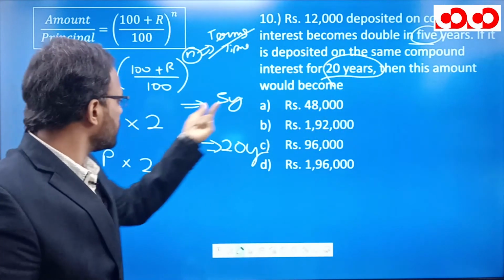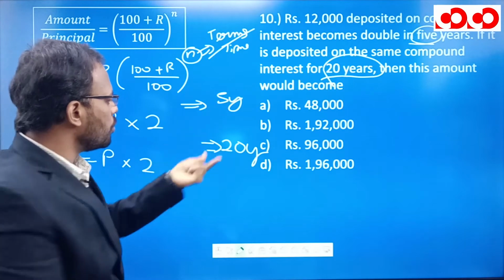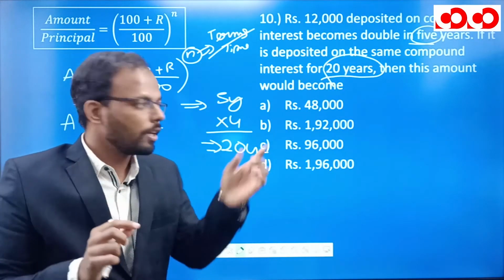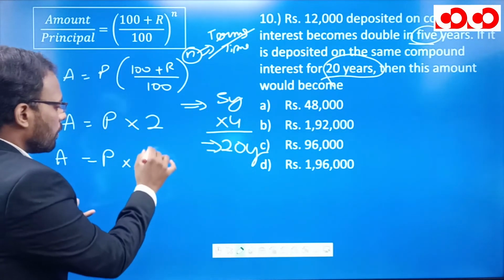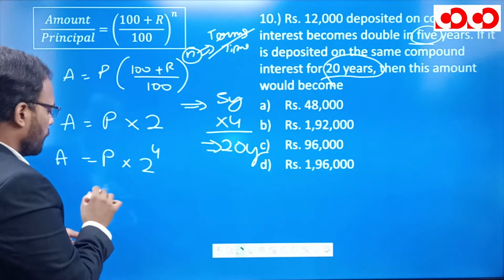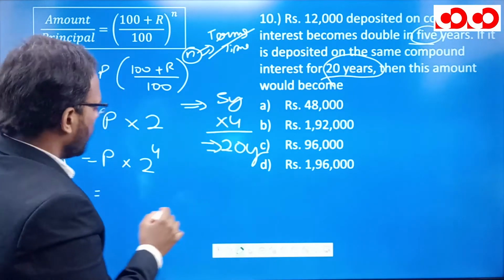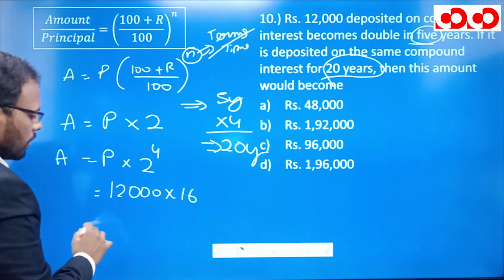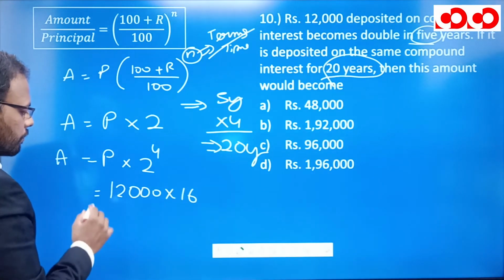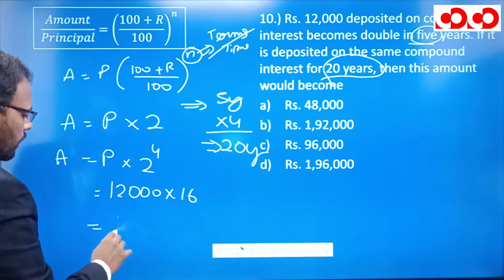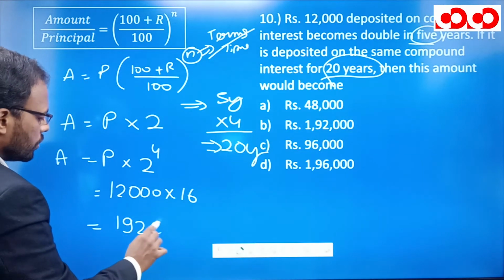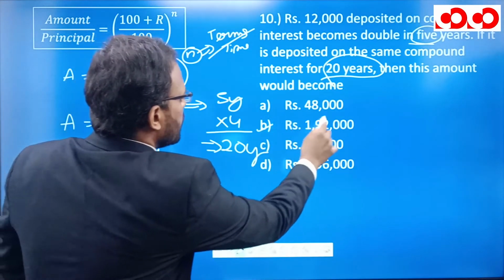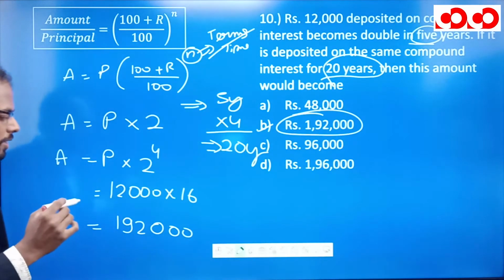Now in 5 years it was becoming double. Now in the power you are doing what? 5 multiplied by 4. See, in the power what we are doing is 5 multiplied by 4. So it will come to the power of 4, which is 16. So my principal over here was 12,000 multiplied by 16. So it is nothing but 12 into 16, which is 192,000, right? So this is the correct option. B option is the correct answer for this question.